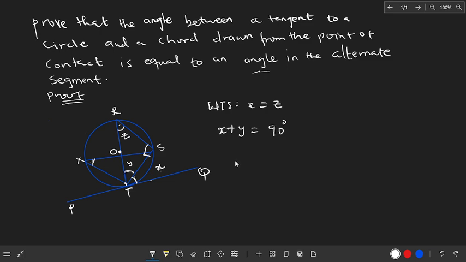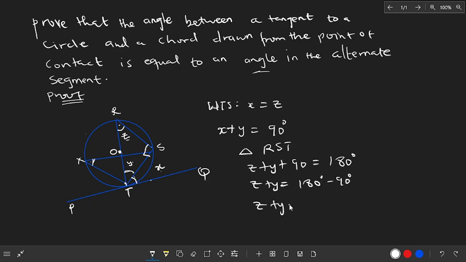Now, let's continue. We said that let's consider this triangle RST. We said that this is a diameter, so we know that this angle is 90 degrees. Then we have Z, Y, and 90. So we have Z plus Y plus the 90 degrees. Those are angles in a triangle, which sum up to 180 degrees. Right. So Z plus Y is equal to 180 degrees minus 90 degrees.